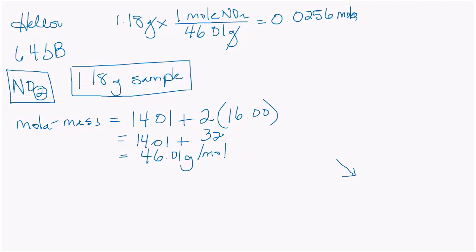I got 0.039. Oh, well, let me see. Put back in my 1.18 divided by 46.01. And I have 0.0256. Okay, I'm still getting a 0.039. On your calculator? Yeah. I got what you got, Lori.